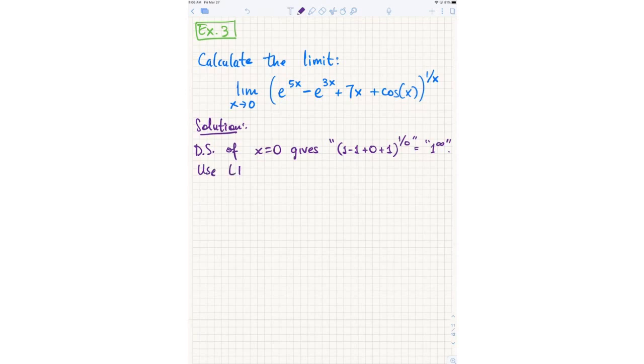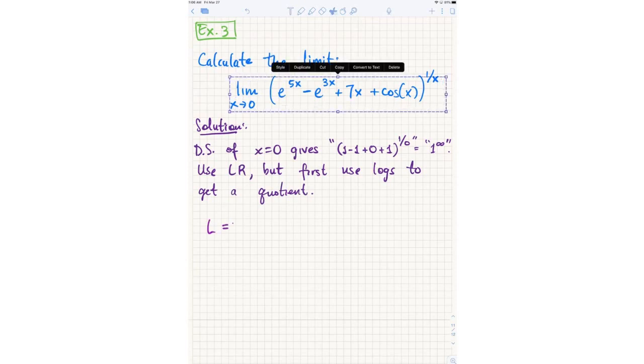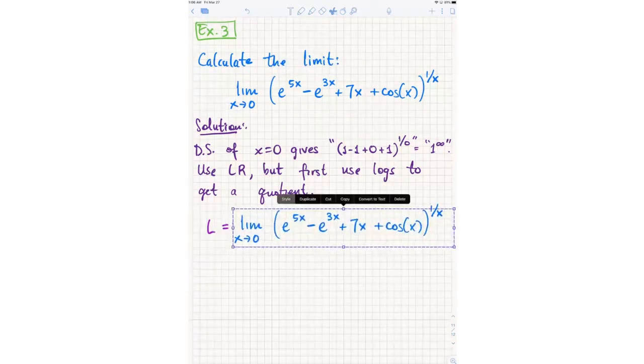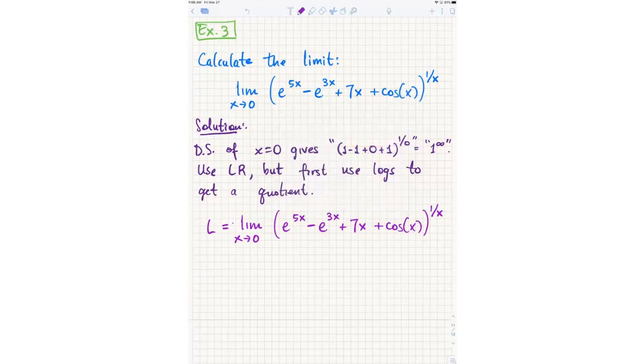So use L'Hopital's rule, but first use logs, get quotient. Okay, so let's let L equal this whole big limit. Okay, good. Now I take the ln of both sides.